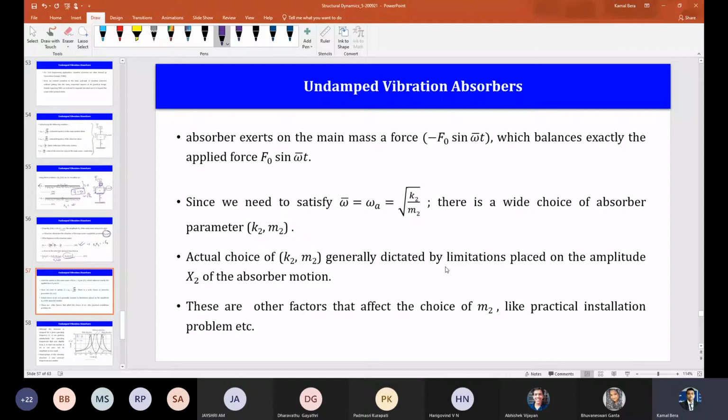Correct? Now, the condition is that omega bar equals omega A. Now omega A is root over k2 by m2. So this is my excitation frequency, right? It is from the external forces. So I can choose k2 and m2 in different ways so that I am able to satisfy this condition. So there is a wider choice, right? But usually this choice is governed by the practical scenario, what are the limitations on the motion of the mass x2. Understood?